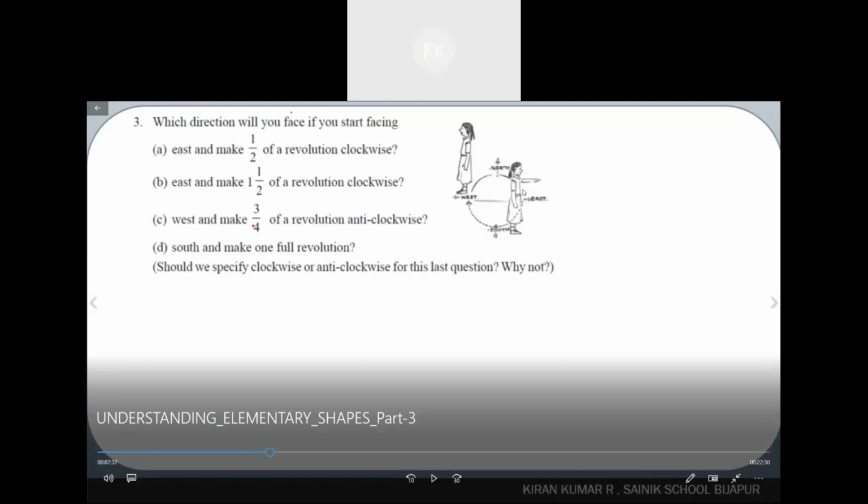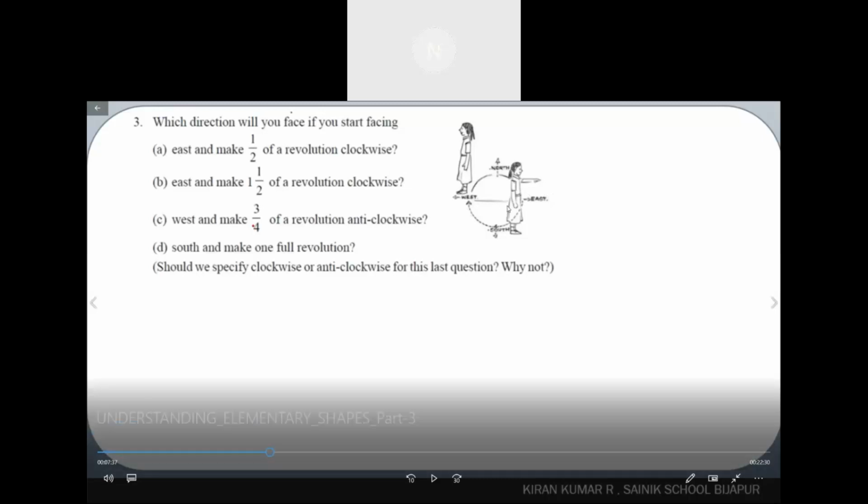Let us answer this question A. Start facing east. She is facing east now. What will be half a revolution? She will face west, sir. West. Correct. The second one is also west, sir.